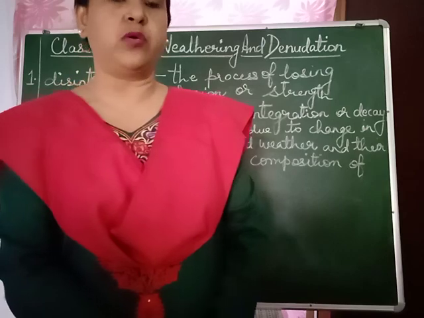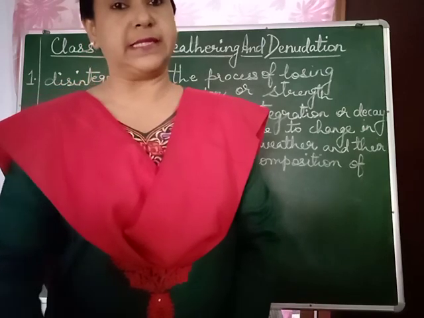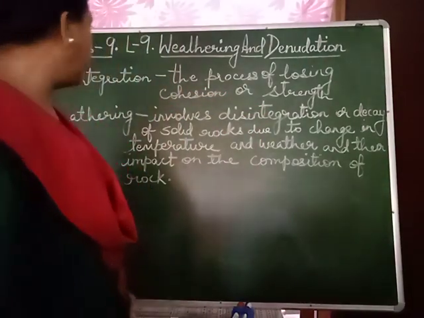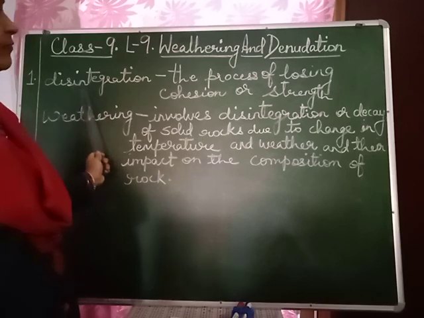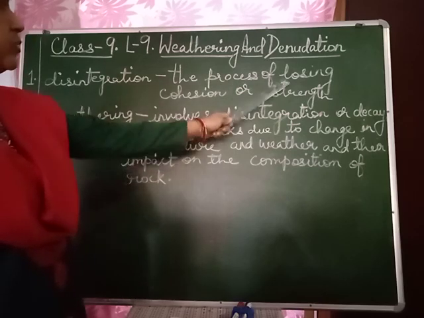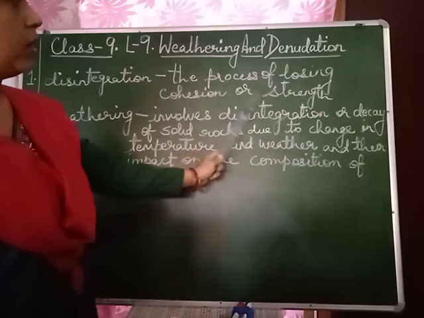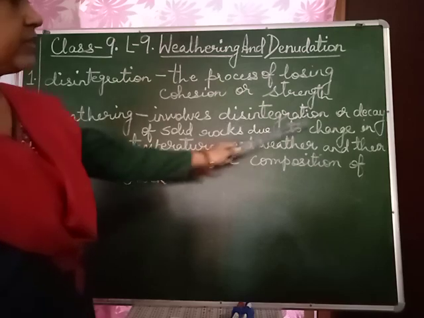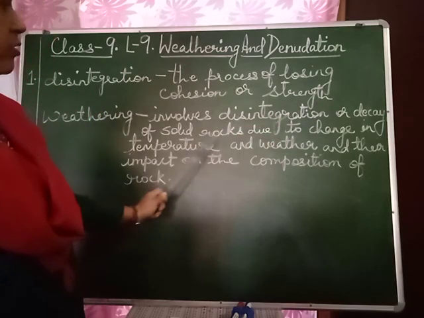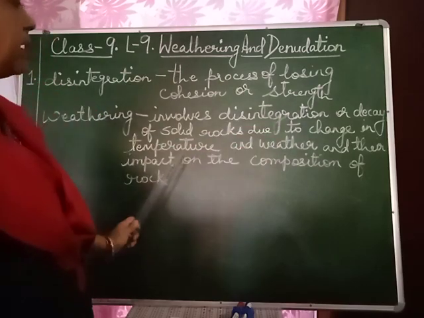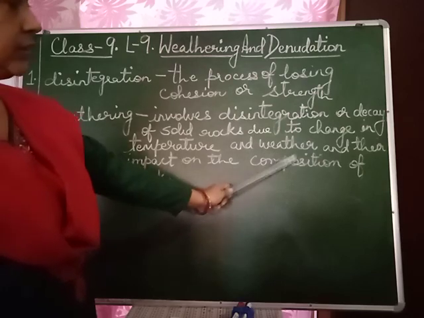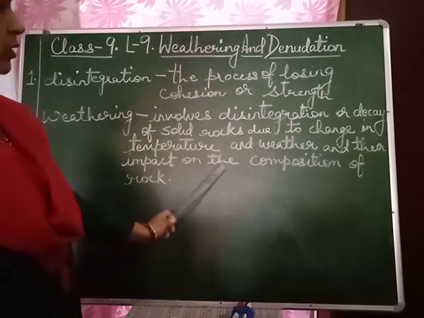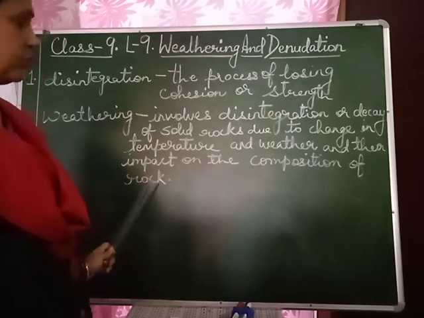So children, we will go through a little recap of the lesson. Let's see what we have said. What is the meaning of disintegration? The process of losing cohesion or strength. This is the meaning of disintegration. And what is weathering? It involves disintegration or decaying of solid rocks due to the change in temperature and weather and their impact on the composition of rocks.